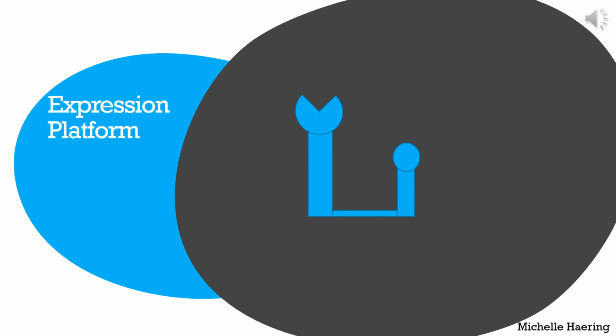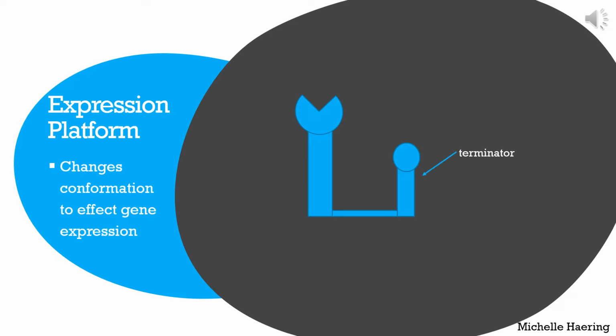The expression platform is a secondary switch which dictates whether gene expression will be turned on or off. A ligand is bound to the aptamer which signals folding in the switching sequence, and that will cause the expression platform to fold into the designated conformation. The conformation will determine whether transcription, translation, or other gene expressions are terminated or continue to carry on.